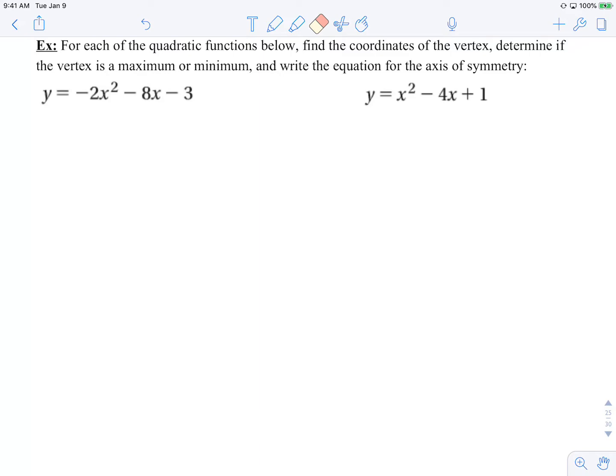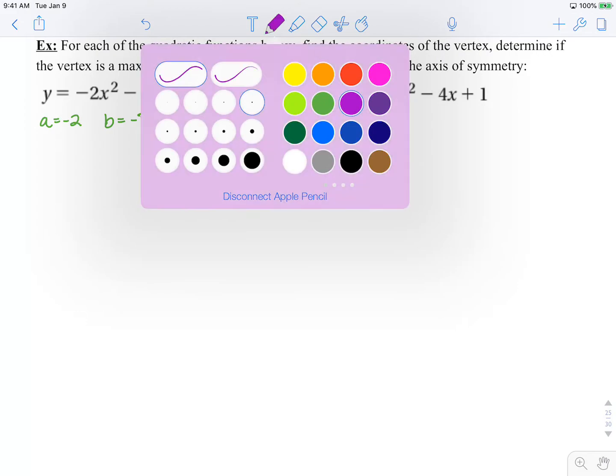For each of the quadratic functions below, find the coordinates of the vertex, determine if the vertex is a maximum or minimum, and write the equation for the axis of symmetry. So this is given to us in standard form. We know that A is -2, B is -8, C is -3.